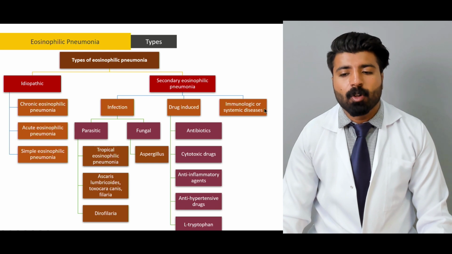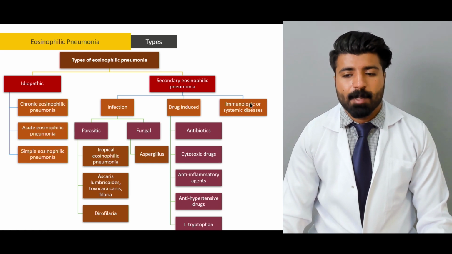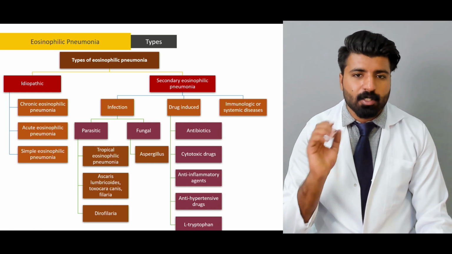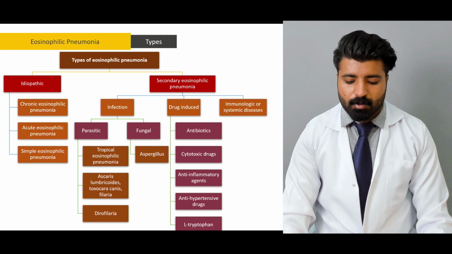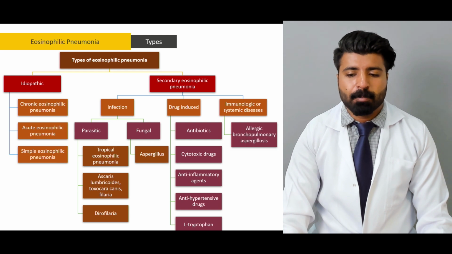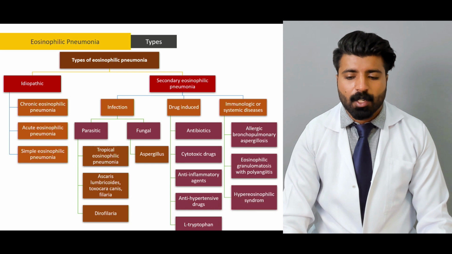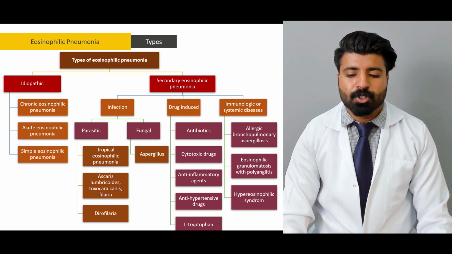Next on, we have immunological or systemic diseases. Immunological means autoimmune diseases, where the body decides to attack the cells of its own body. This includes allergic bronchopulmonary aspergillosis. Next on, we have eosinophilic granulomatosis with polyangiitis. We talked about it earlier. Next on, we can have hypereosinophilic syndrome.